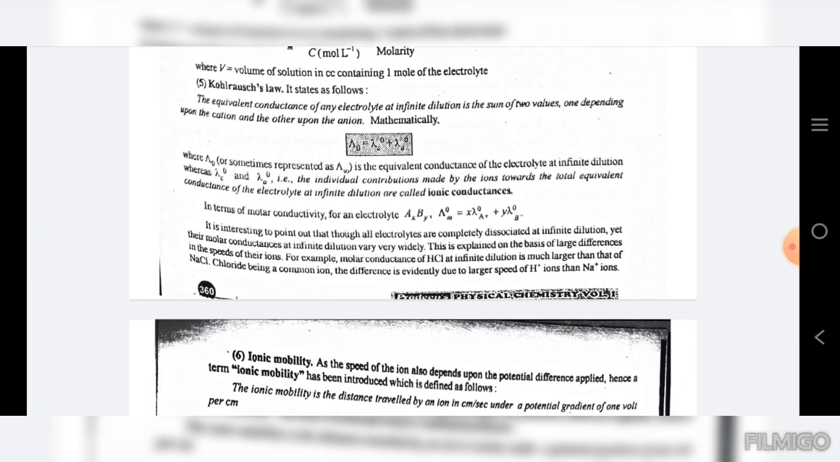Kohlrausch's law states as follows: the equivalent conductance of any electrolyte at infinite dilution is the sum of two values, one depending upon the cation and the other upon the anion. Mathematically, in terms of molar conductivity for an electrolyte, you can see this.